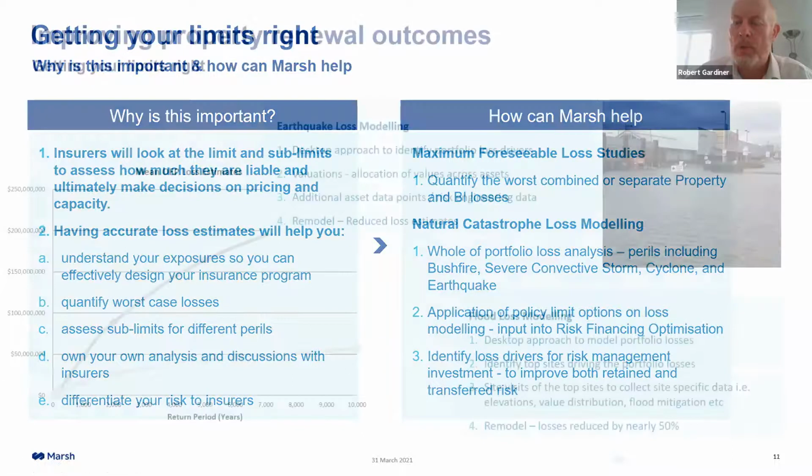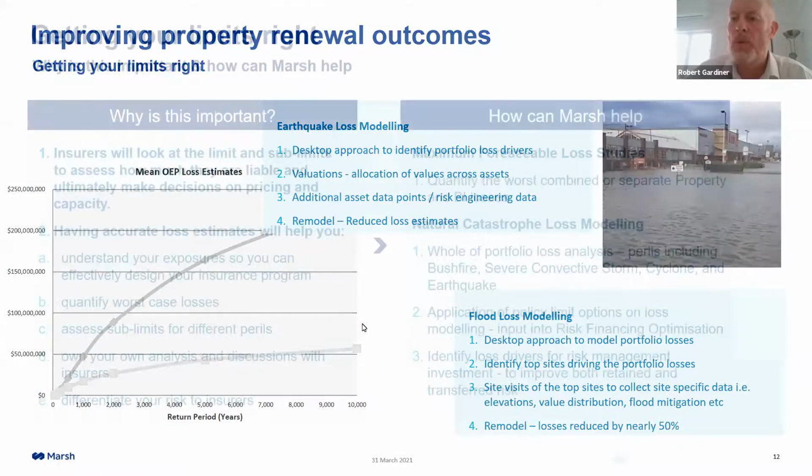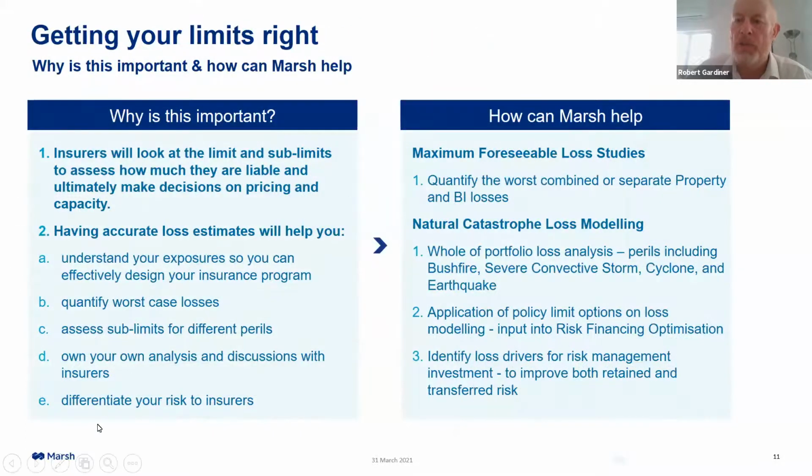So how can we work with you? We have a team of engineers and forensic accountants who can work with you and your sites to build up those maximum foreseeable loss studies. And it's not a case of going to every site, but about picking the worst case sites, those which have a material impact on revenue and ultimately large potential property damage claims. It's also about modeling all those assets across the asset portfolio, and challenging those limits and sub-limits and making sure they're fit for purpose. And as I said, it's about getting that information so that you can develop a negotiating position.